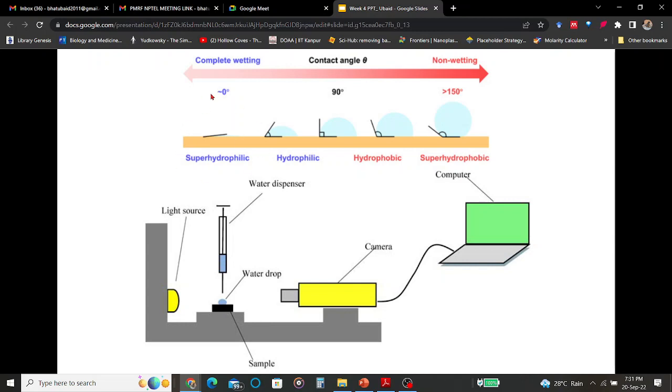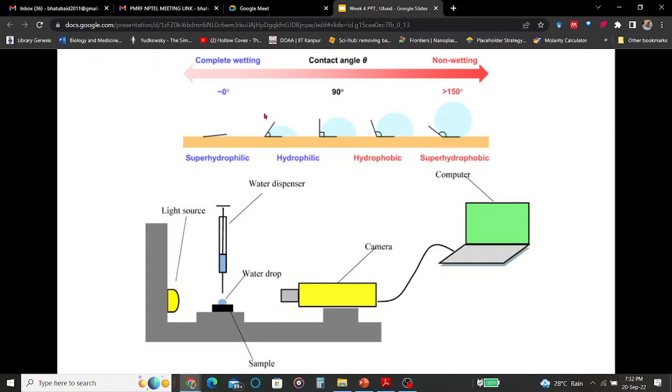And this hydrophilicity leads to the wetting of the surface, and as the surface is hydrophobic, it will lead to non-wetting because a hydrophobic surface will not be wetted by the water. So by this technique, the hydrophilicity or hydrophobicity of the surface or of the material is measured, as the water is placed on the material surface.